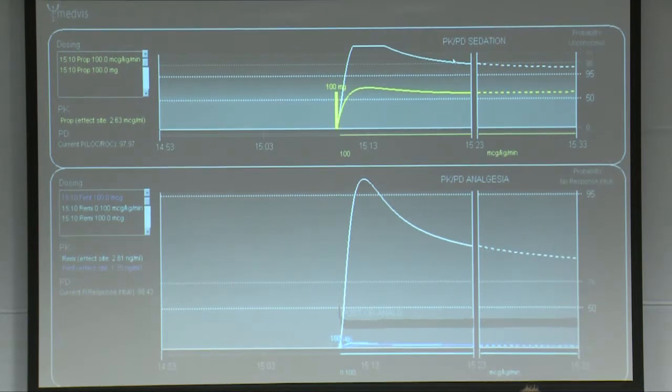takes the total probability of unconsciousness to well over 99% at the beginning of the case, and then 10 minutes into the future will be about 97% probability that that patient is unconscious.